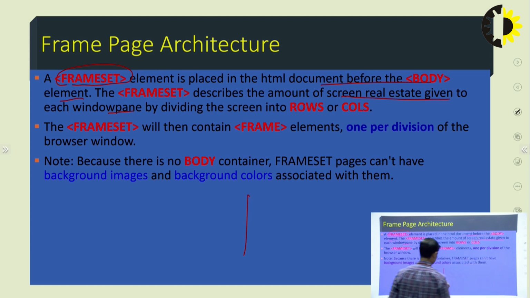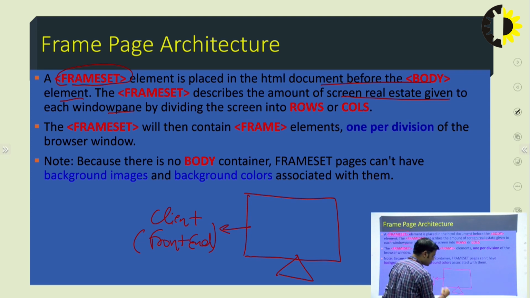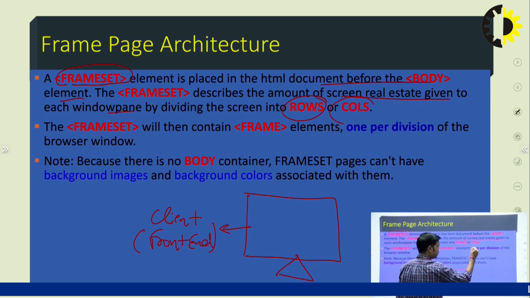Suppose this is your system, and this system is called the client, or we can say this is your front end, right? So browsers are running on the client side. On the browser screen we have to divide the screen into two parts, either into rows or into columns.